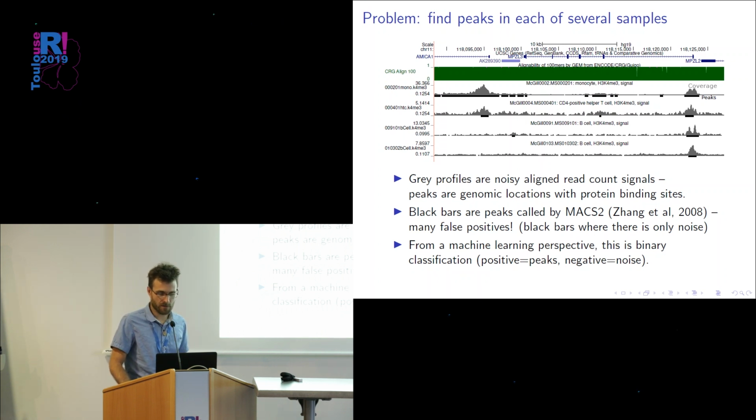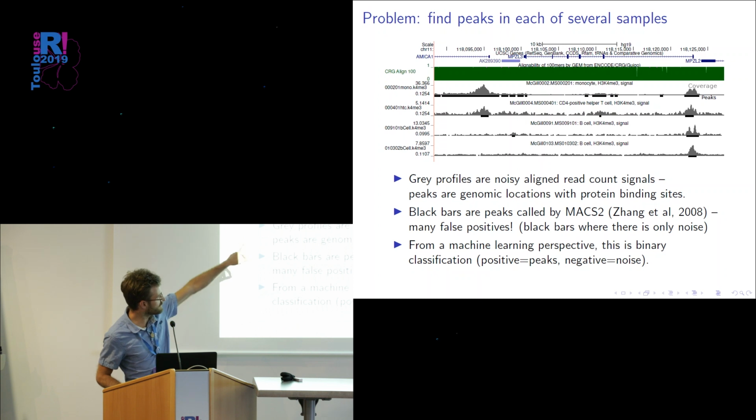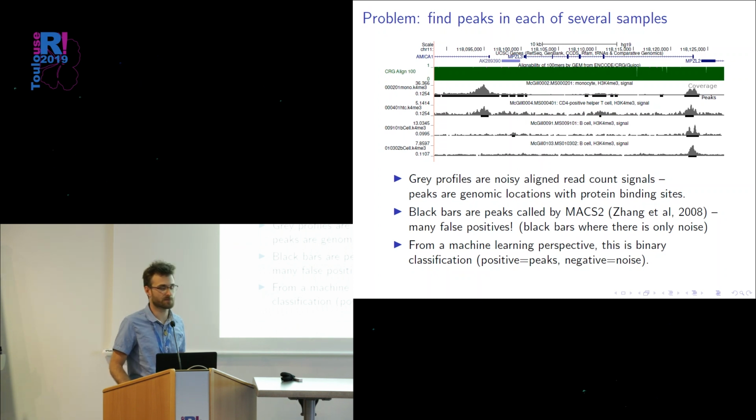The typical interpretation is in terms of binary classification models that are called peak detectors, which I'm showing as a black bar in this plot. Essentially, for every sample and for every position of the genome, you have to classify at that position whether or not there's a peak. The peaks are the larger values and the background are the smaller values.